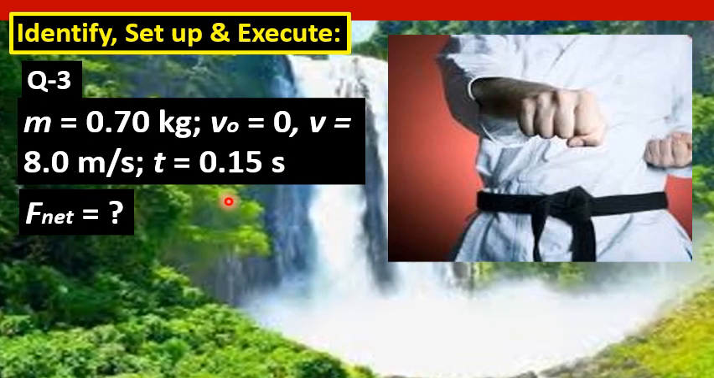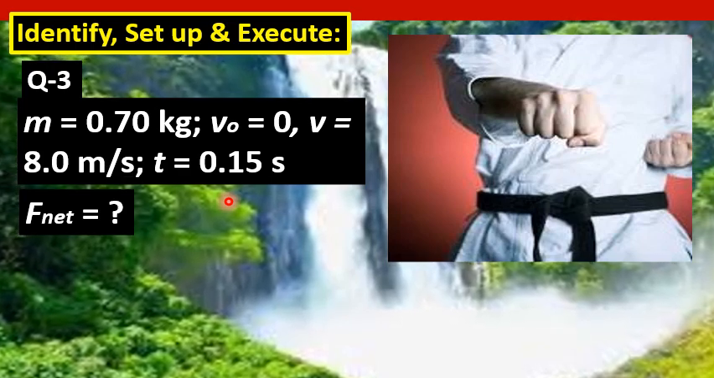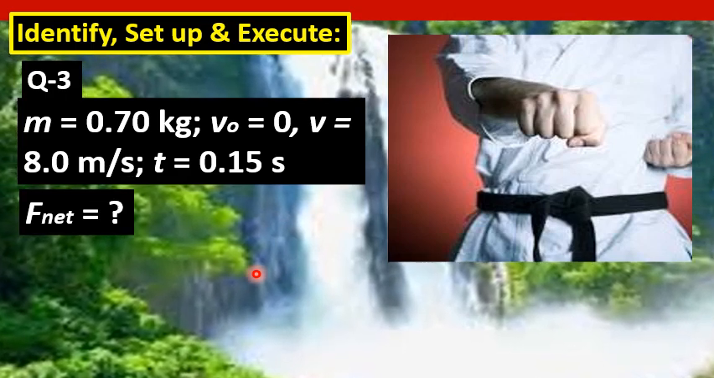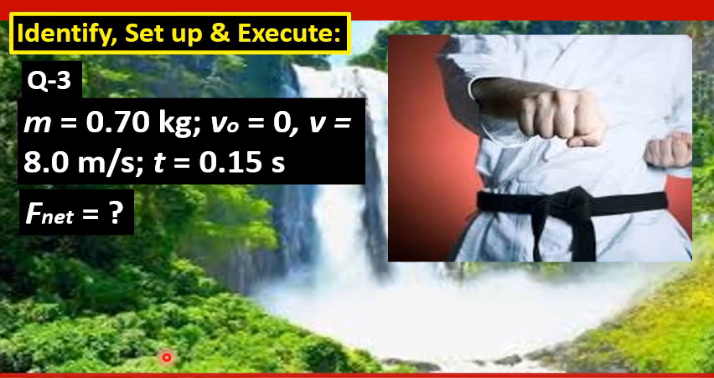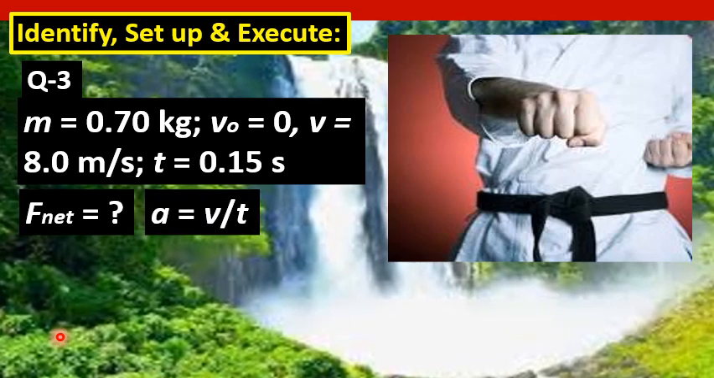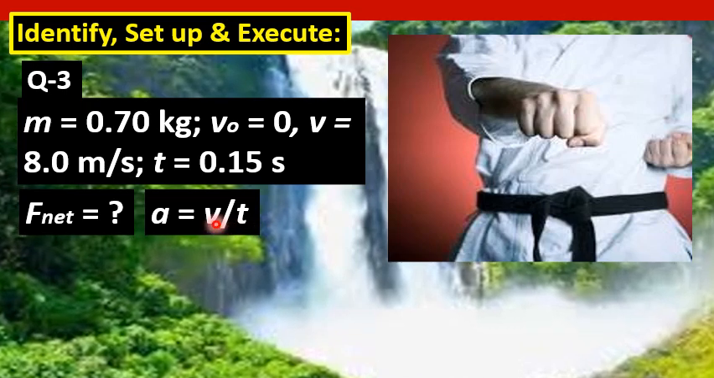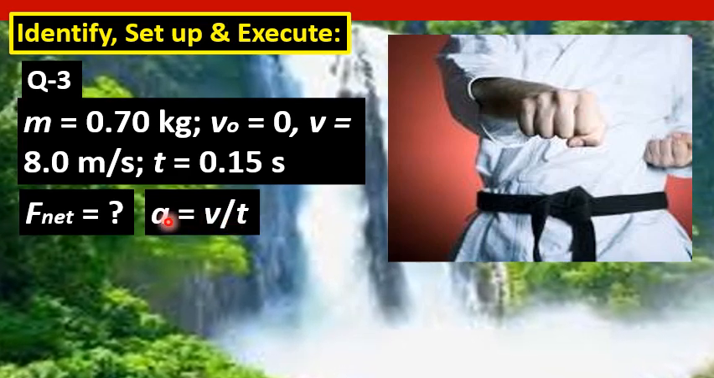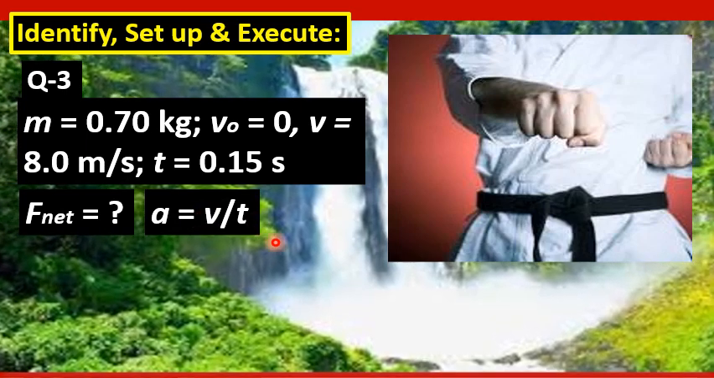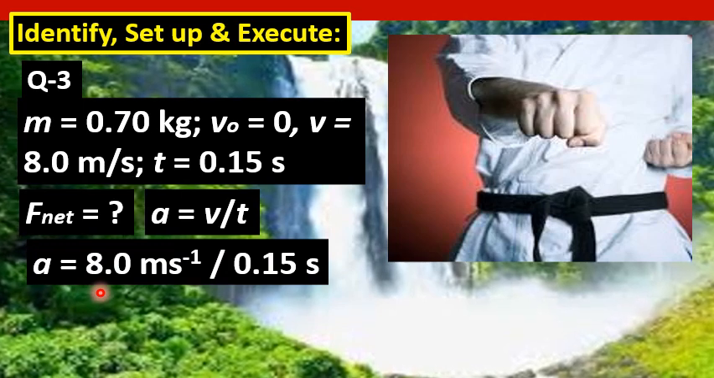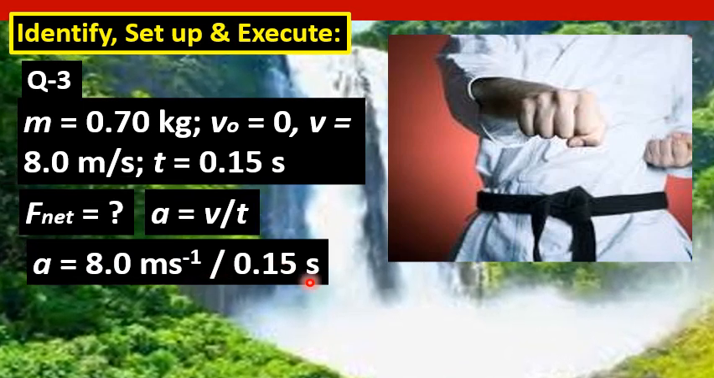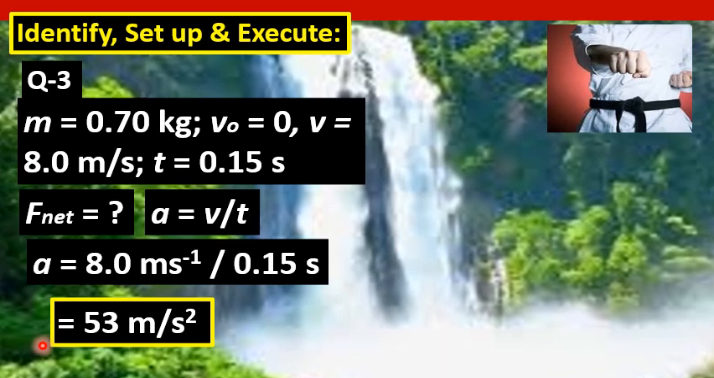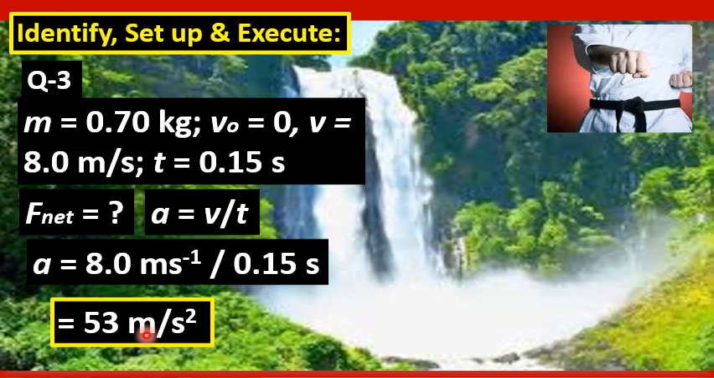So we are asked to compute the magnitude of the average net force applied to the fist to achieve this level of performance. So again, we first find the acceleration. This time, we are using the formula a is equal to final velocity minus initial velocity divided by the time. But since the initial velocity is 0, we only have a equals the final velocity divided by the time t. That is, a equals 8.0 meters per second divided by 0.15 seconds. And we get the acceleration of the fist equal to 53 meters per second squared.